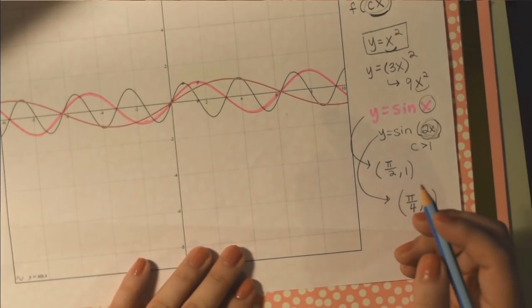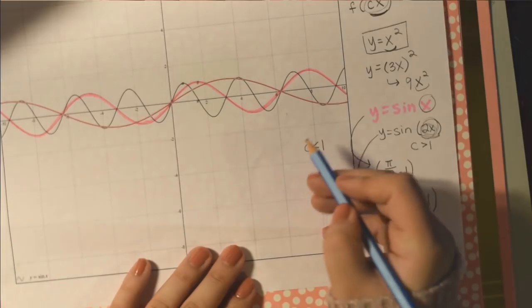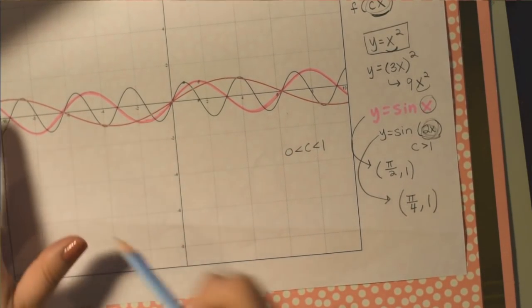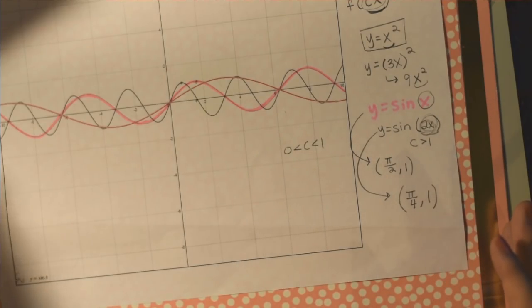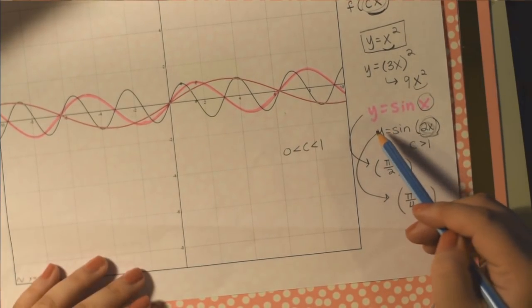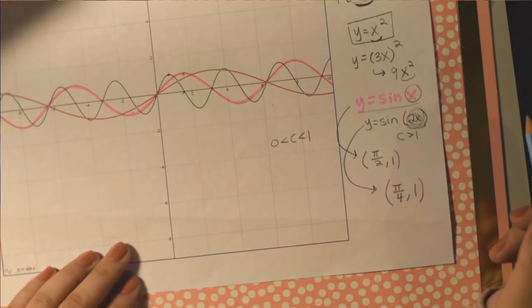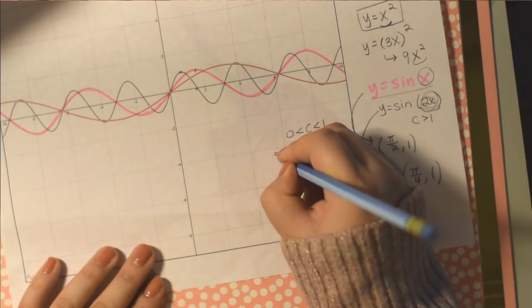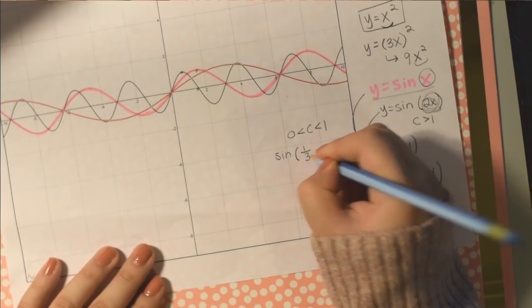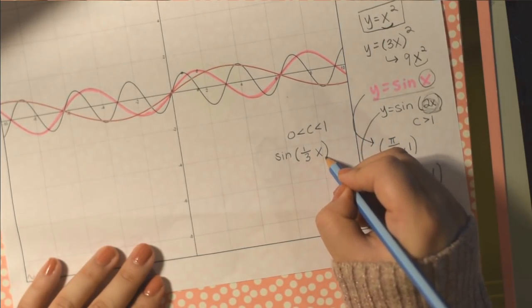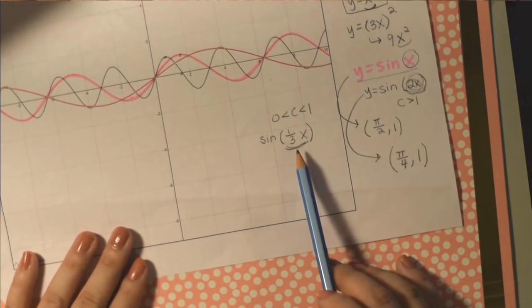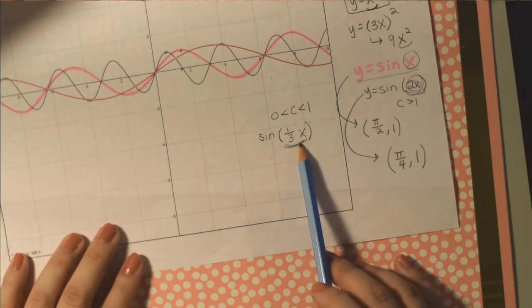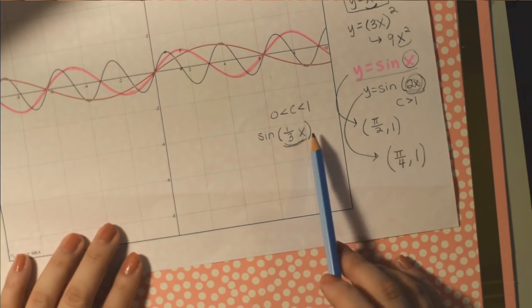And as you might imagine, if c is less than 1 but still greater than 0, it expands it out because it's kind of moving x slower compared to our parent function. So for instance, sine of 1/3 x. Here, in order to match up with, let's say, pi comma 0, I actually need 3 pi, so that 3 pi divided by 3 is pi, 0.